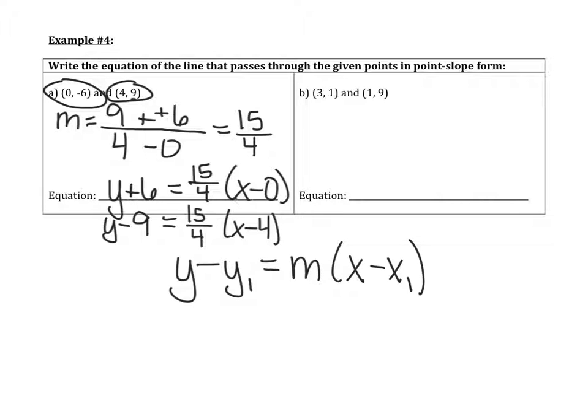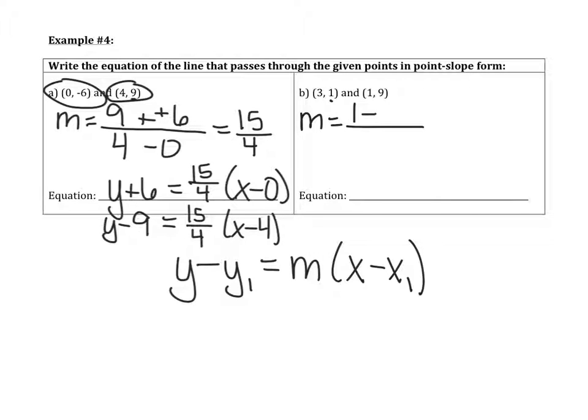Let's move on to problem B. We have a point of 3, 1 and a point of 1, 9. Remember, if I'm supposed to write this in point slope form, I need to have the slope. So I'm going to start off by finding the slope. When in doubt, find the slope. So let's start with this one this time.